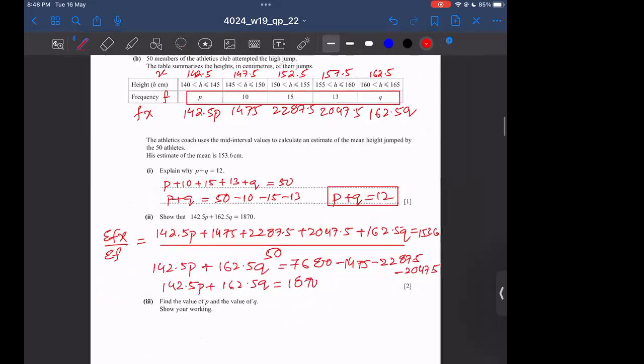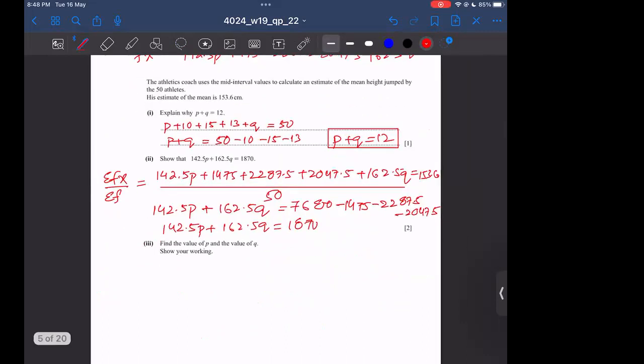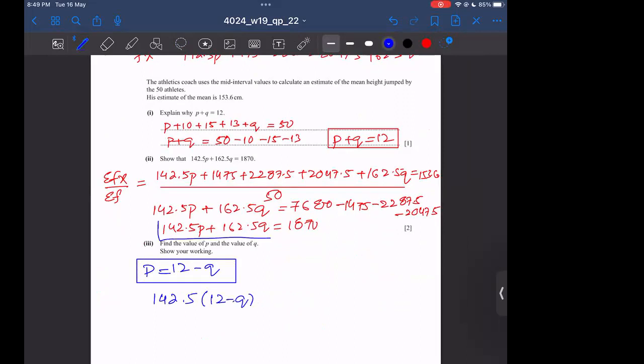Let's just find the value of P and the value of Q, show your working. So it is basically a simultaneous equation solving. From this equation, I'm going to make P as a subject or Q as a subject. So P is going to be 12 minus Q. Now in 142.5 into P, I put 12 minus Q in place of P in this equation, plus 162.5 Q is equals to 1870.